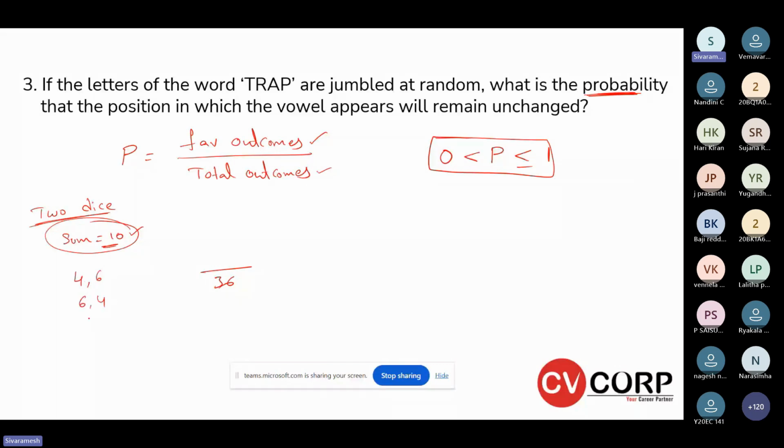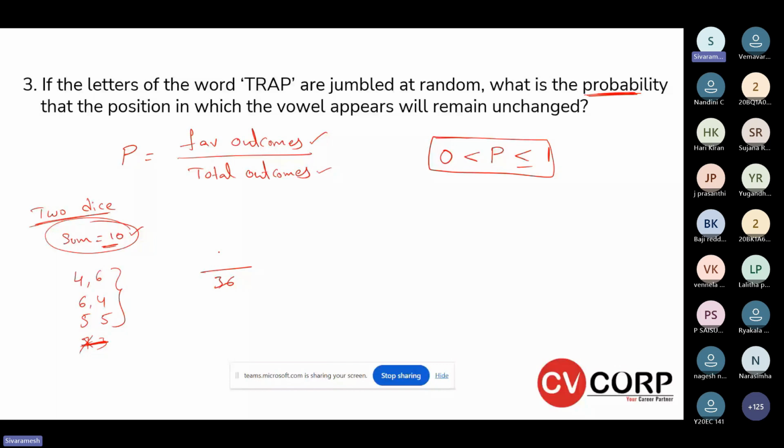Okay, so both can be 5 and 5. So I'm getting a total of 3 possible outcomes. And you cannot take the 7 and 3 combination, even though both values give 10, because there is no number called 7 on the dice, right? So obviously we should remove this combination. There are only 3 favorable chances, but the total outcomes are 36, so 3 by 36.